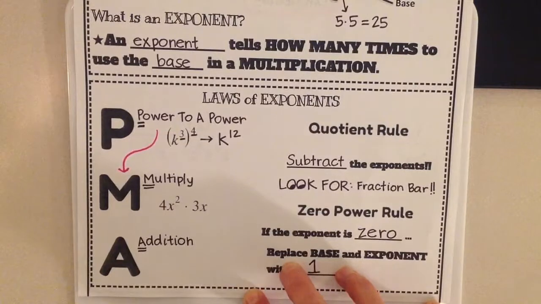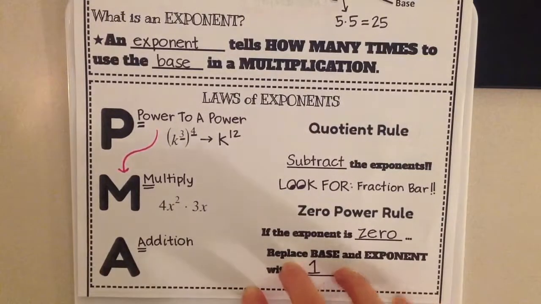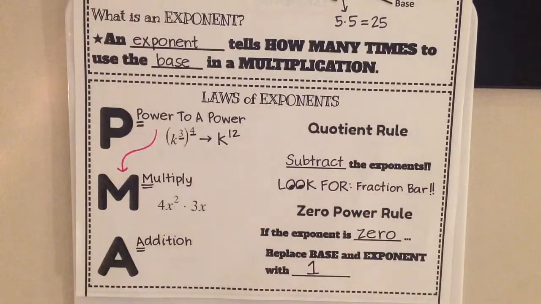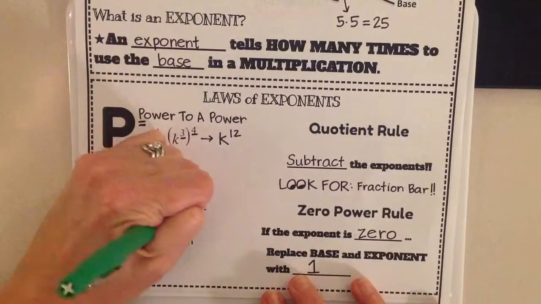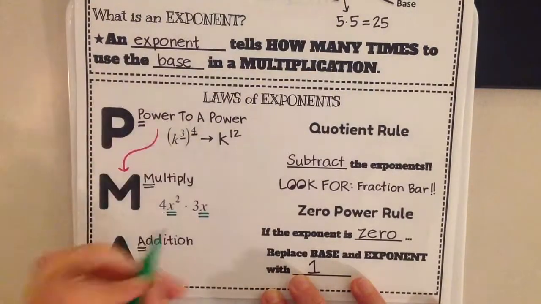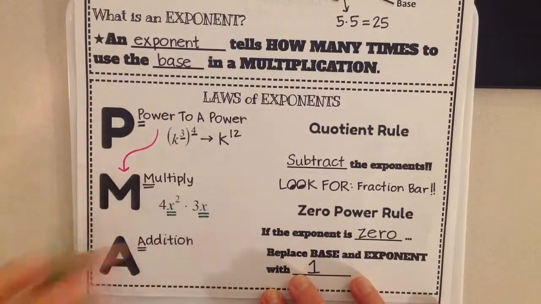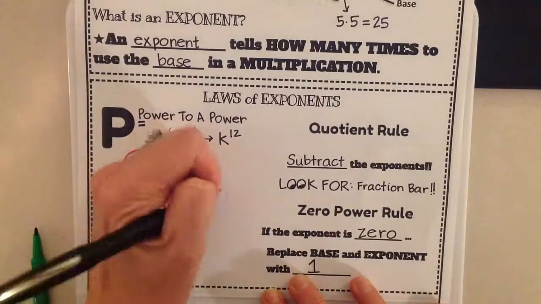So if you notice, you have 2 bases here. I have a base of x, which I'm going to double underline. This x has an exponent of 2. And then the other x also has an exponent.